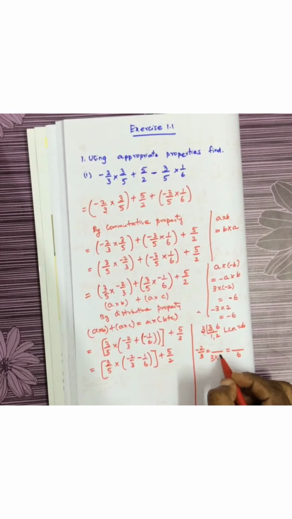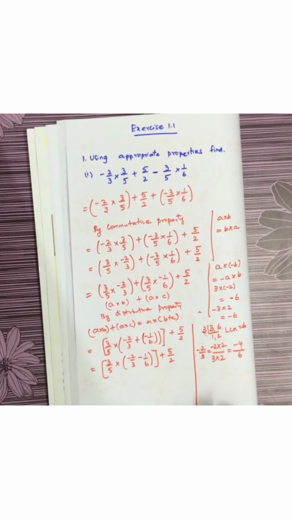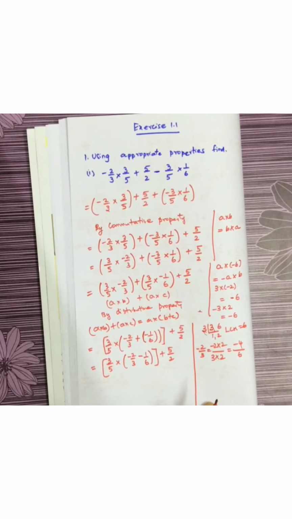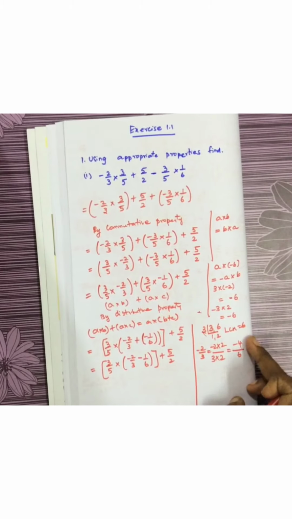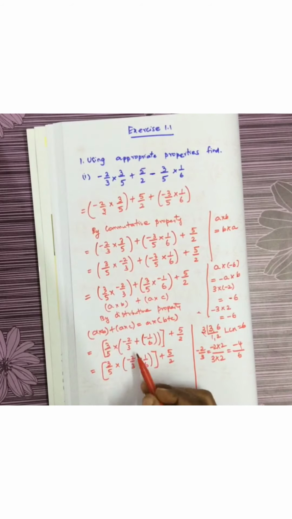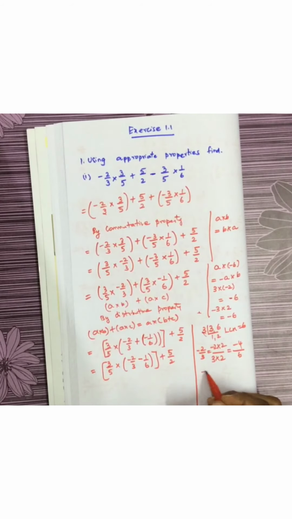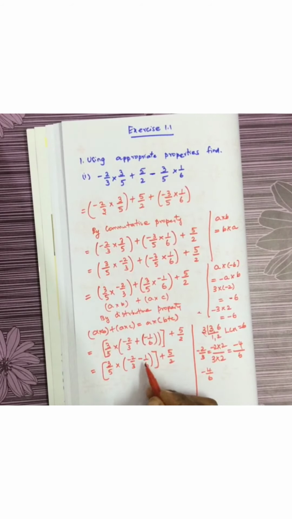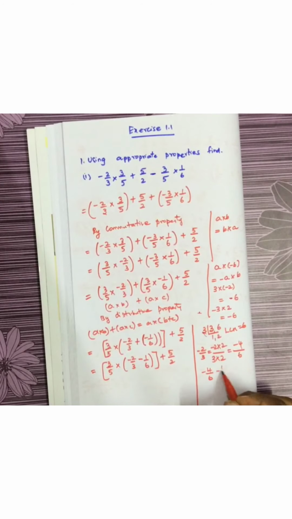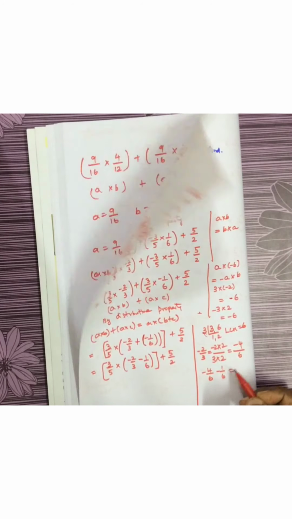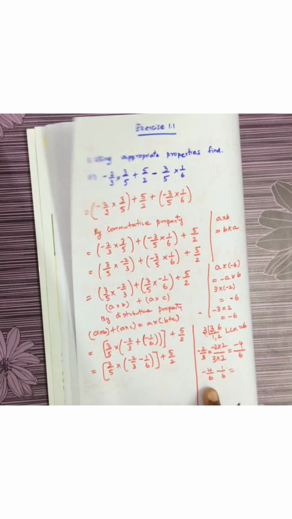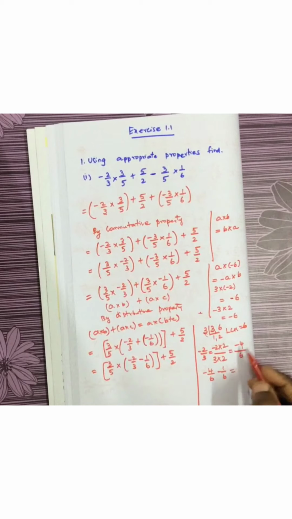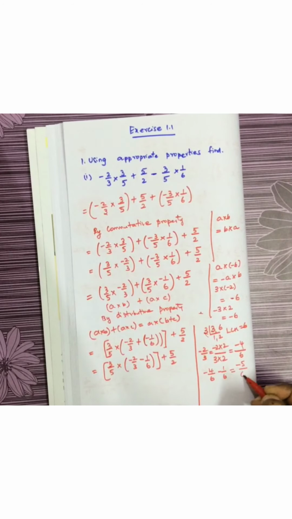So 3 multiplied by 2, minus 2 multiplied by 2. This is minus 4 by 6. So instead of minus 2 by 3, you can write minus 4 by 6. There is another minus 1 by 6 here. Minus 1 by 6. That is equal to minus 4 minus 1 divided by 6. So when the symbols are same, you have to add. So that becomes minus 5 divided by 6.